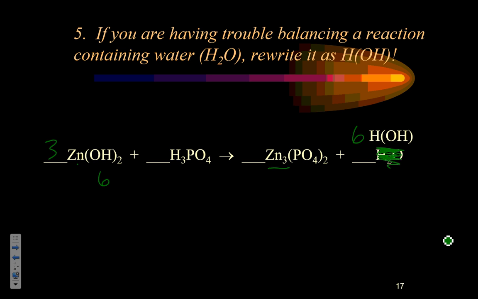And that gives me 6 hydrogens. Because remember, I've taken care of those OHs. I don't need to worry about them anymore. But I didn't take care of those H's. Well, I got a 6 there. So what would I put here to get 6 H's? And then double check my PO4s and see if it works.